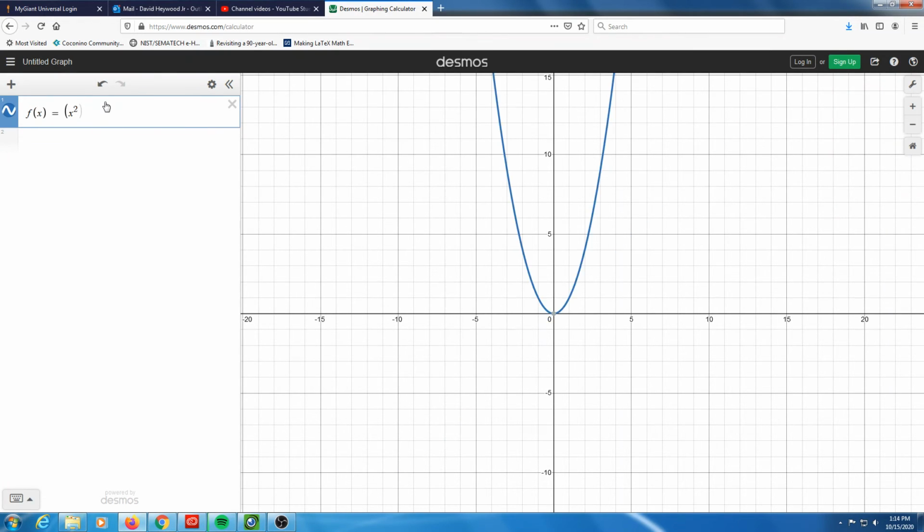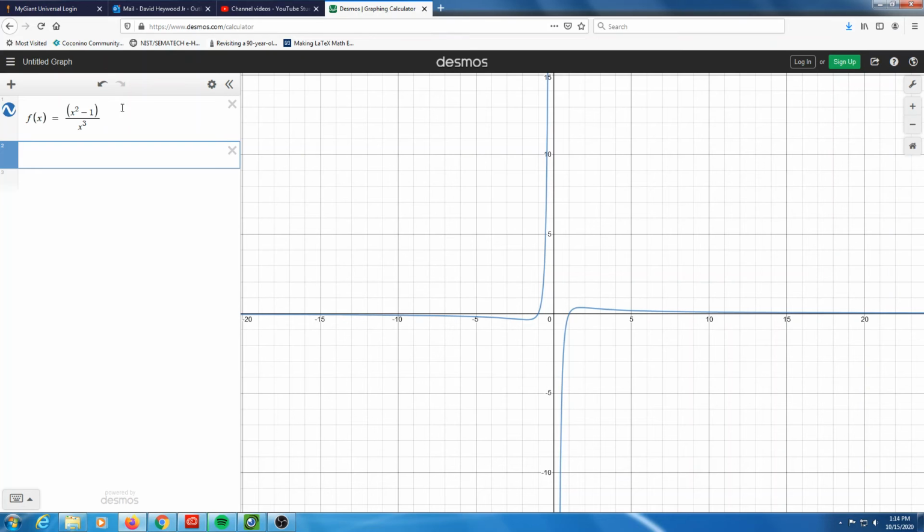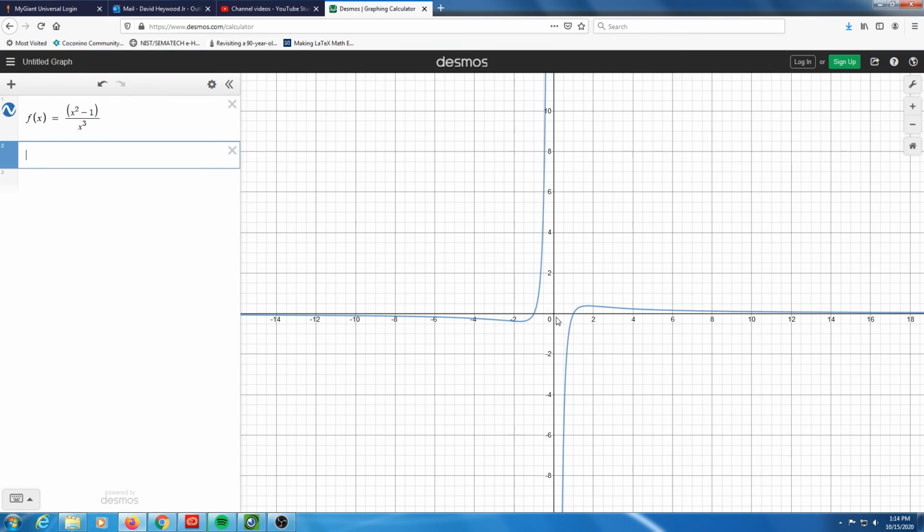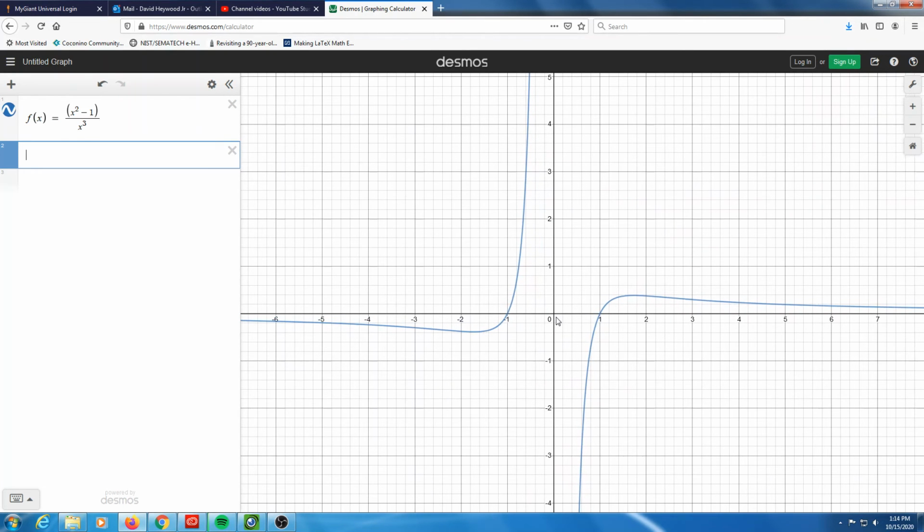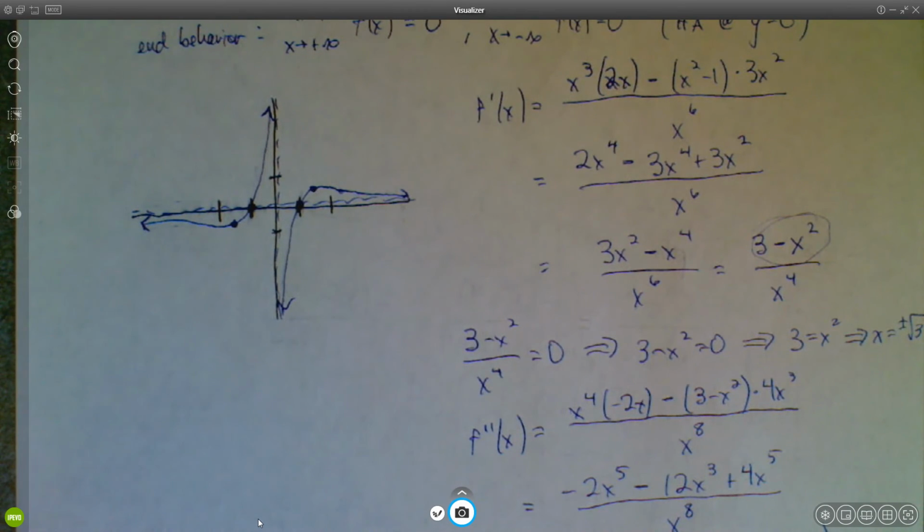X squared minus 1 over x cubed. Yep. Alright, that's more or less what we drew. Okay.